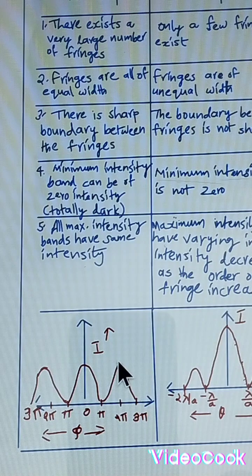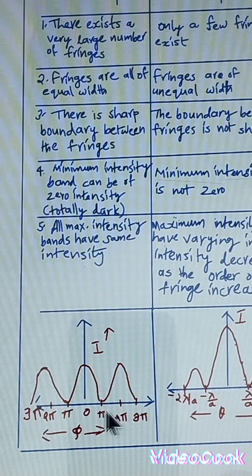Intensity distributions of interference pattern and diffraction pattern can be represented in a graph. In the case of interference, we have already seen that when the phase difference is odd multiples of pi, 3 pi, we will be getting minima, and for even multiples, 2 pi, next that will be 4 pi, we will be having maximum intensity.